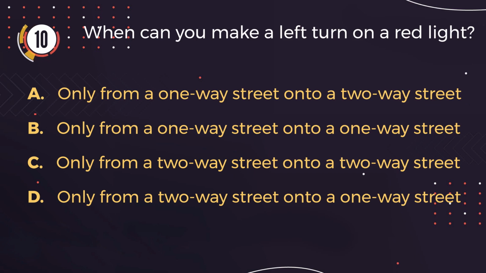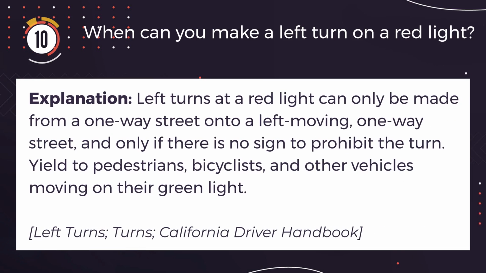The correct answer is B. Only from a one-way street onto a one-way street. Explanation. Left turns at a red light can only be made from a one-way street onto a left-moving, one-way street, and only if there is no sign to prohibit the turn. Yield to pedestrians, bicyclists, and other vehicles moving on their green light.